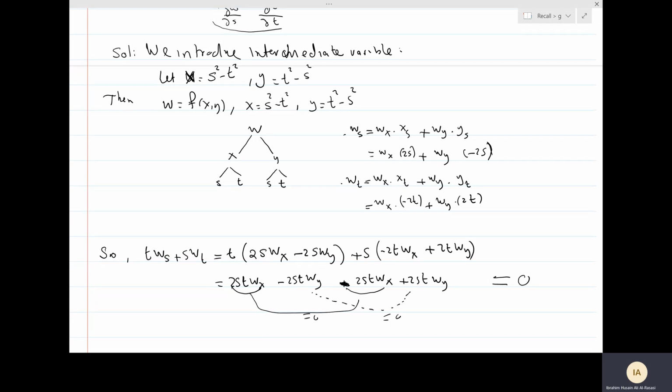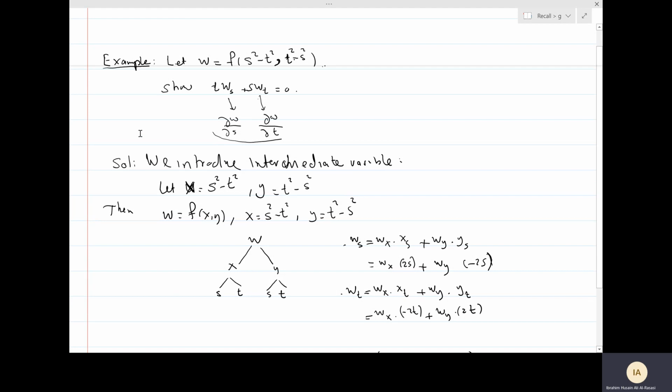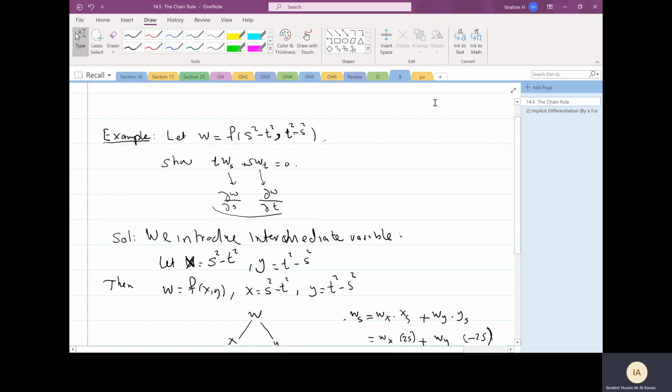So again, the main idea here, when you have W equals a function of functions, to apply the chain rule, you have to introduce intermediate variables. In this case, we let the first function be X, the second function be Y, and then we can apply the chain rule easily. Okay. This is the example of how to use the chain rule.